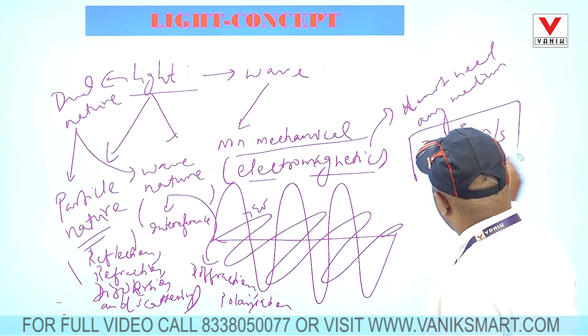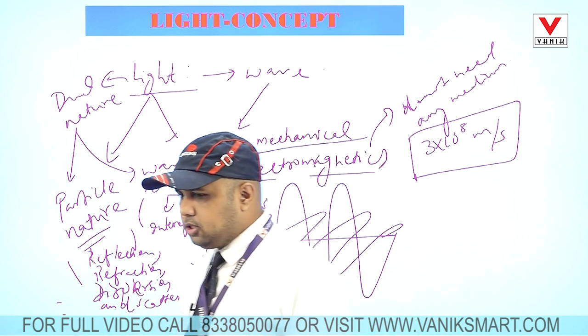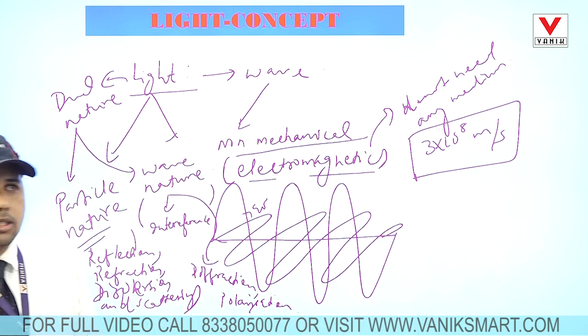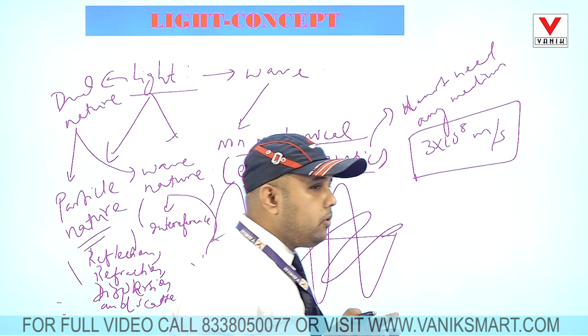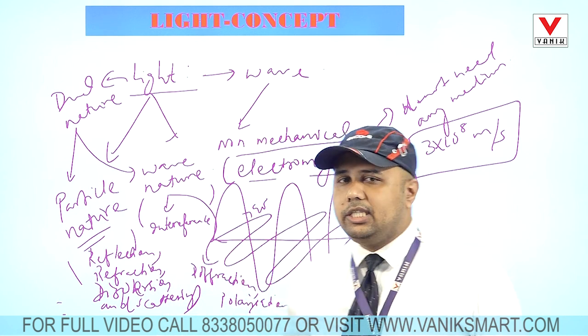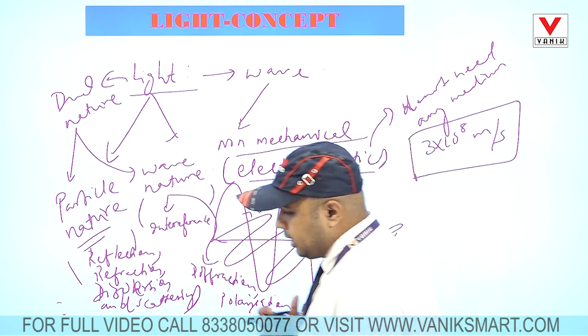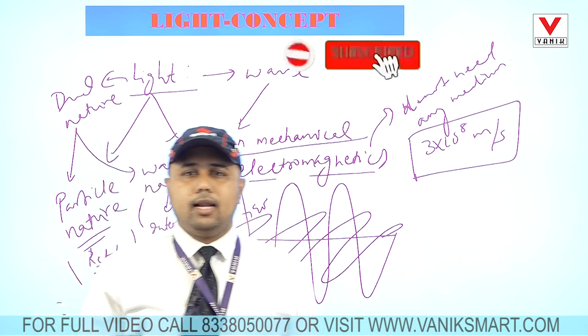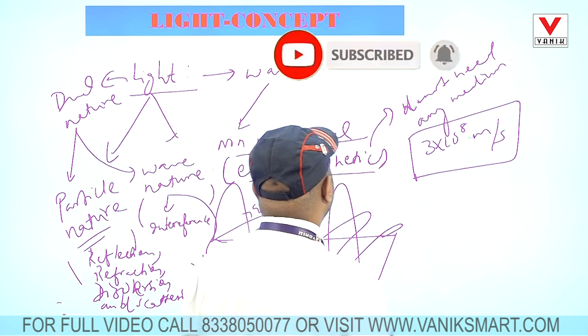meter per second. That is why when we calculate larger distances, like the distance between sun and earth or the distance between planets, we calculate them in terms of light year. So what is this light year? It is defined as the distance traveled by light in 1 year.